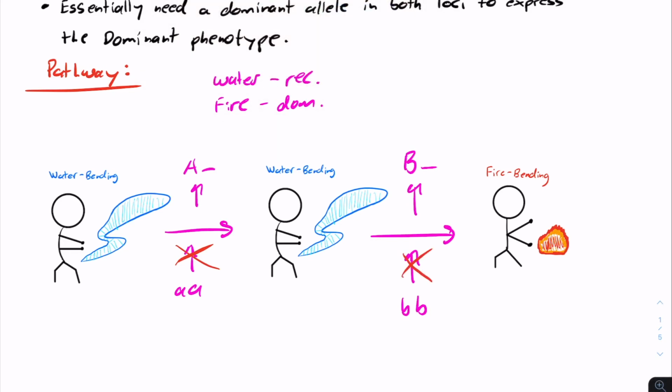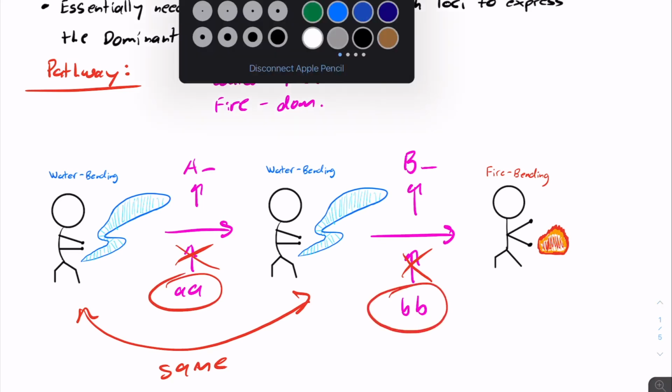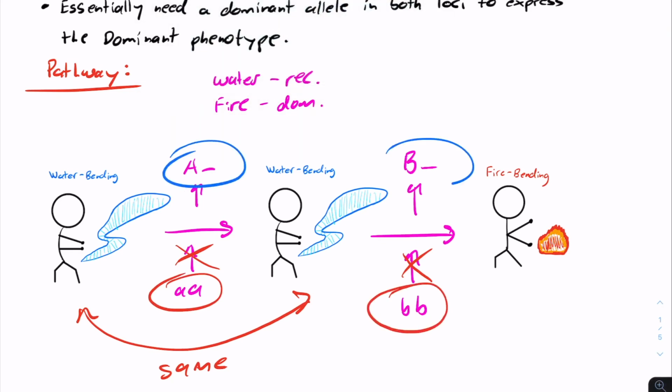So these two phenotypes are exactly the same because they both carry recessive alleles. But if we have both dominant alleles over here, then we'll end up as a firebender.